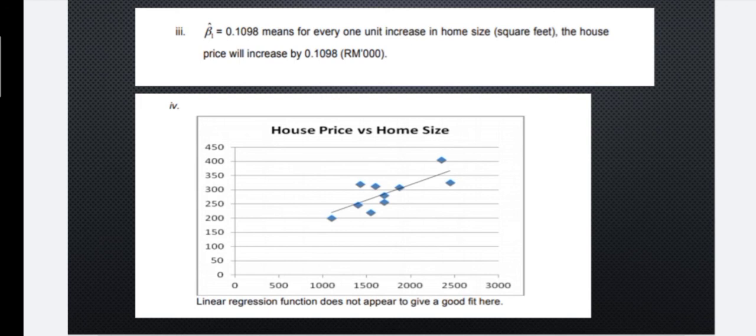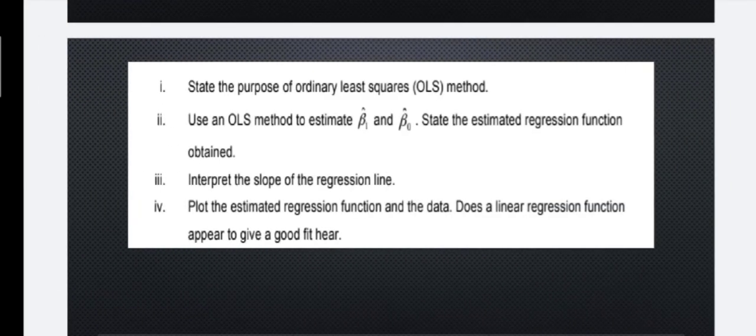Y dekat sini adalah house price, X dekat sini adalah home size. And then remember, bila you nak lukis scatter diagram, kena ada tajuk dan kena ada label of y-axis dan x-axis. Kat sini ada salah sikit sebab tak ada label of y-axis. Should be kena ada kat sini house price, kena tulis kat sini house price, kena tulis di sini adalah home size. And then ditanya lagi soalan dia, does a linear regression function appear to give a good fit here?